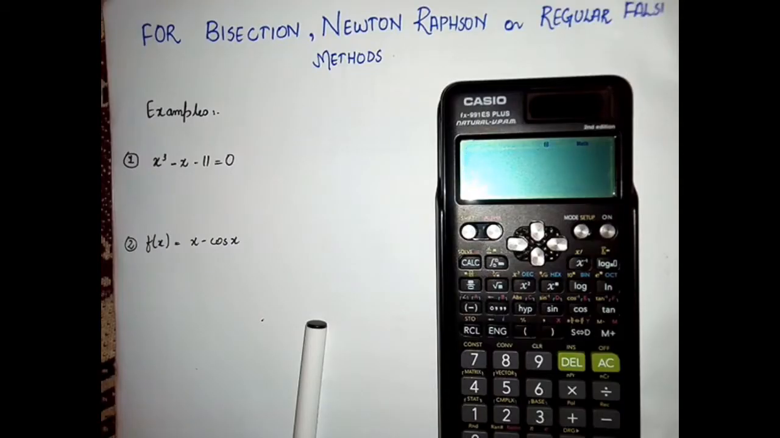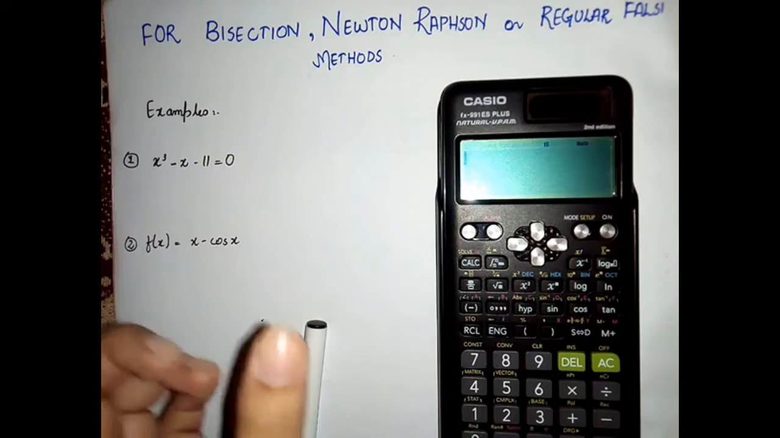Hello guys, the purpose of this video is to tell you how you can reduce the number of iterations. If you don't know how to solve bisection, Newton-Raphson and regula falsi methods, you don't have to worry. I will be making videos on these complete methods, and I will be attaching those links in the description and in the cards as well.